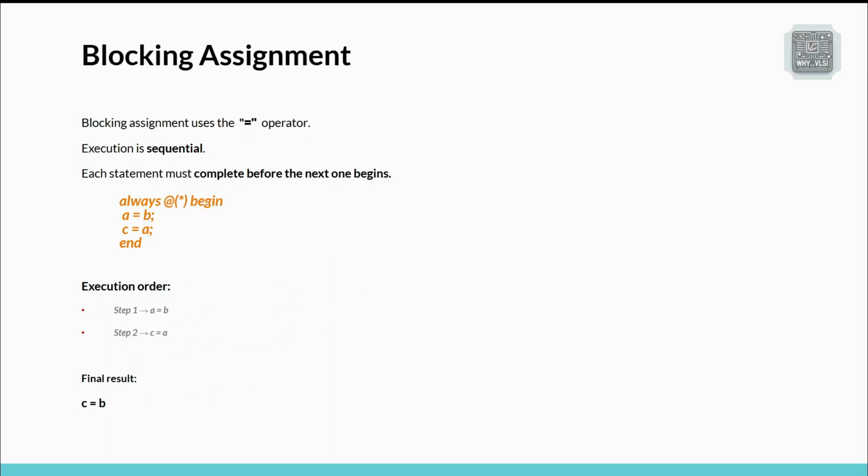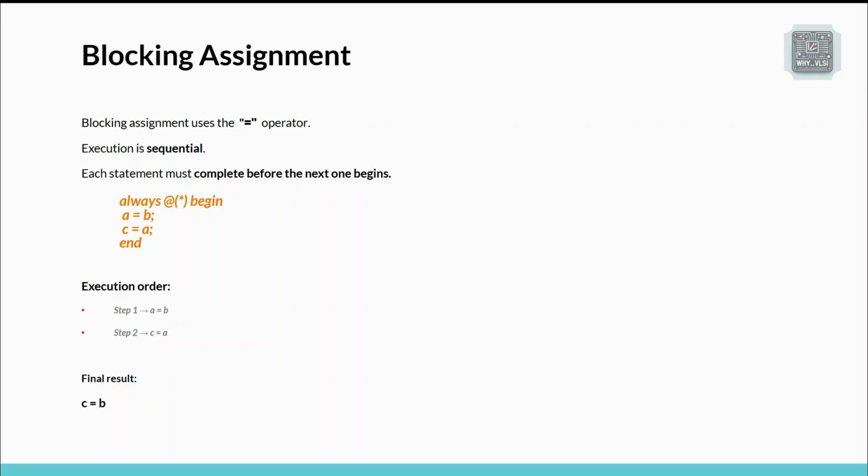So let's first understand blocking assignment. Blocking assignments use the equal sign operator. The key idea is that blocking assignments execute sequentially. This means the simulator executes one statement at a time and waits for that statement to complete before moving to the next statement. Let's look at the example.